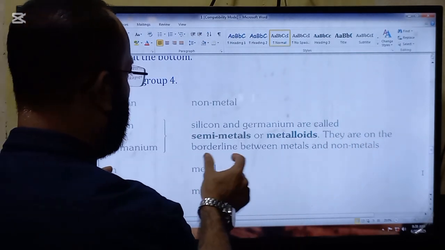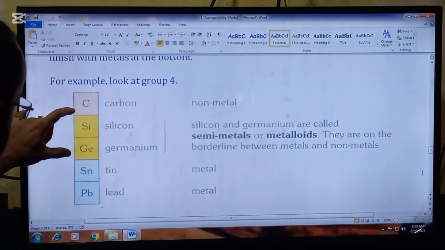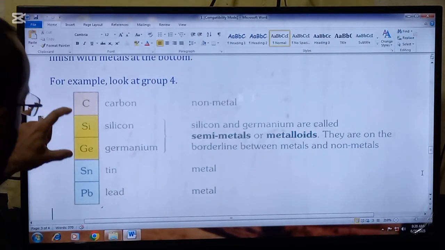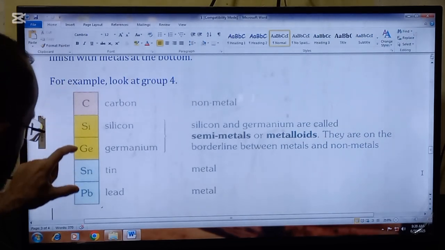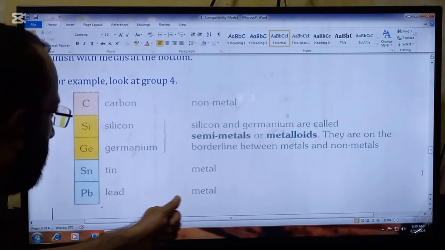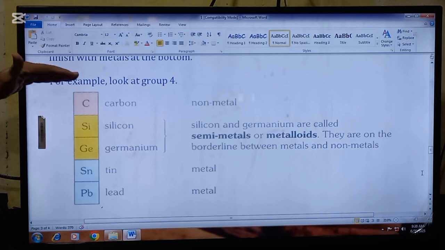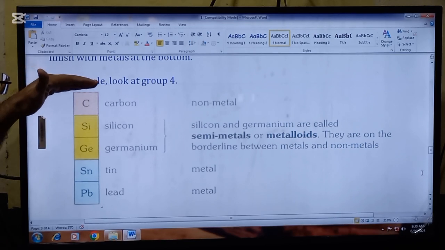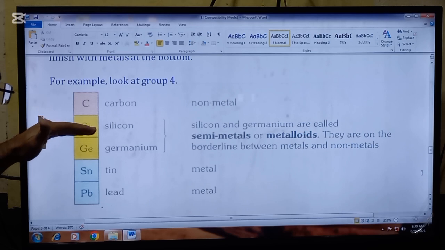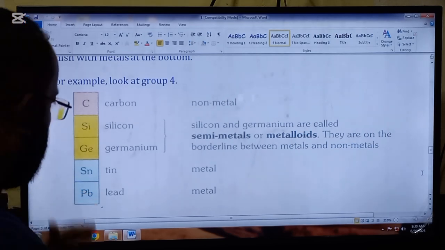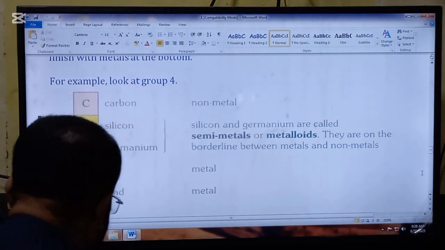They are on the borderline between metals and non-metals. So these are on the borderline. And as we move further downwards, there will be metals. So if we move from top to bottom, it will start from non-metals, then semi-metals, and then metals. So from non-metals to metals.